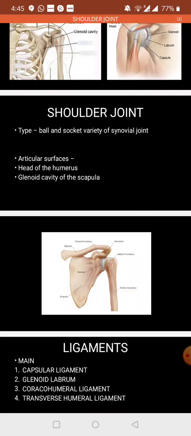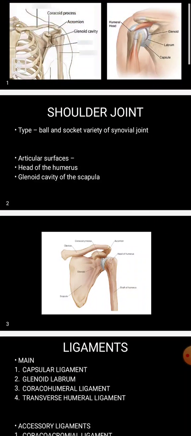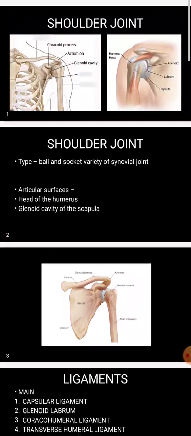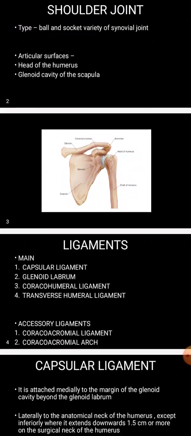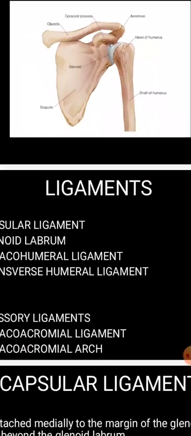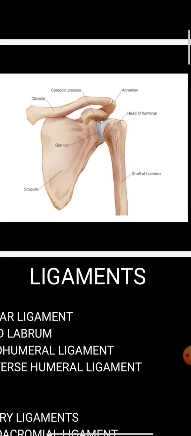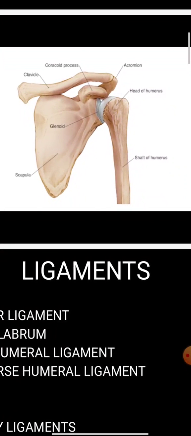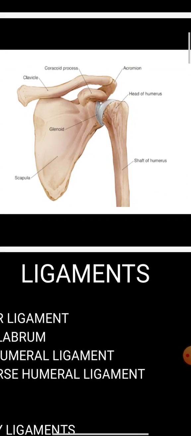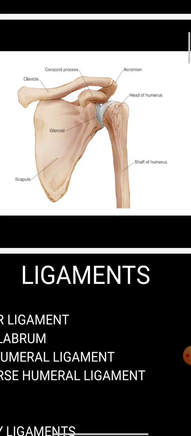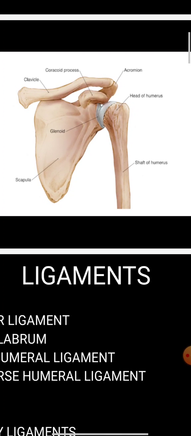The head of the humerus is the part of the humerus bone which is present in the arm and which is an example of a typical long bone. Then the glenoid cavity of the scapula, which is an example of a flat bone. In this diagram you can see the scapula bone, and it has a cavity on the lateral aspect which is called the glenoid cavity, and you can see the head of the humerus which articulates with the glenoid cavity to form the shoulder joint, which is a ball and socket variety of the synovial joint.